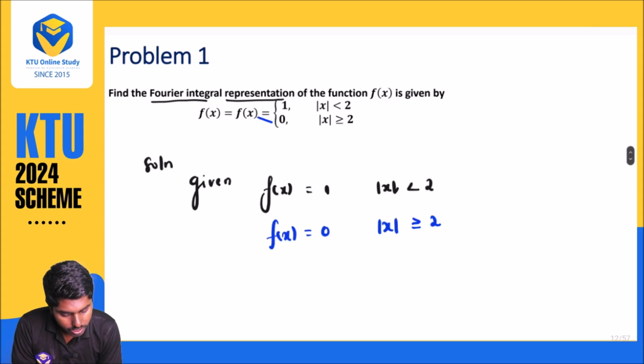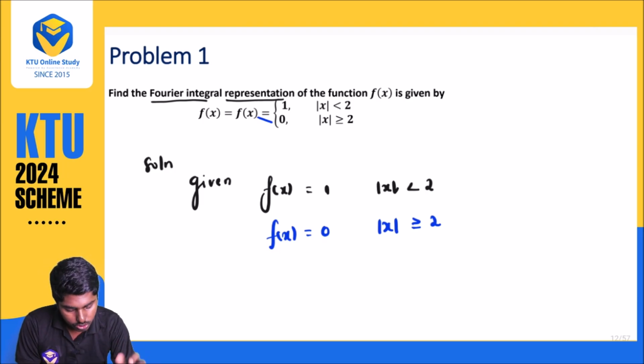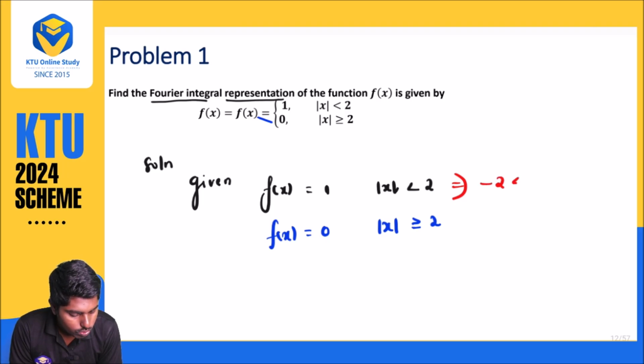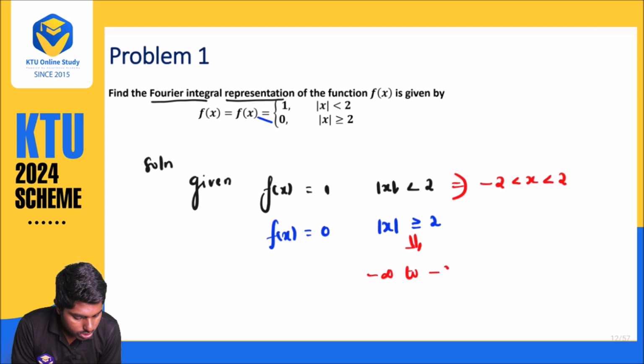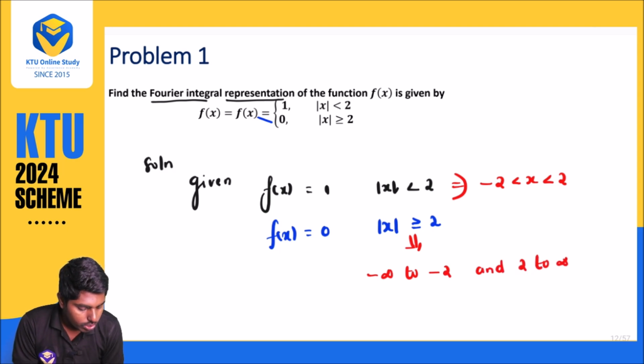What is given? Mod x is less than 2. What does mod x less than 2 mean? We know that mod x is less than 2 means minus 2 is less than x, which is less than 2. This condition is nothing but minus infinity to minus 2, and they have also given 2 to infinity. So these are the conditions we have decoded.